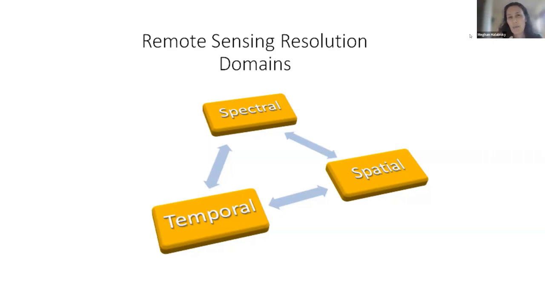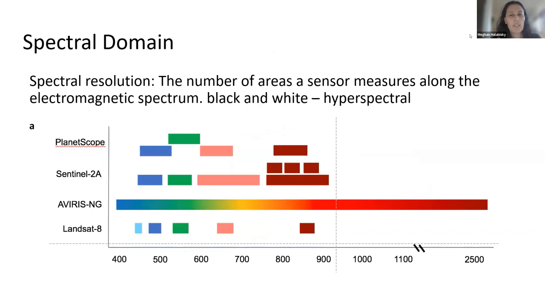And so it's really important, when you're thinking about your specific question or decision or issue that you want to look at using remote sensing, to think about what the ideal resolution is that you need. Of course, everyone wants the highest spectral, temporal, and spatial resolution, but usually sensors have different trade-offs. So we're just going to go through these quite quickly.